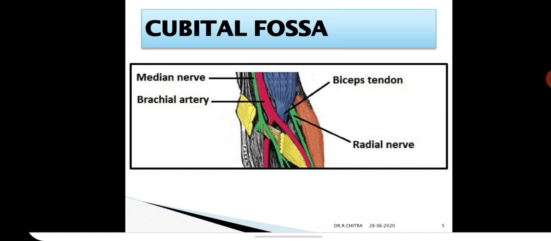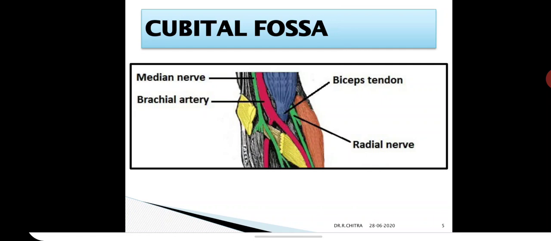How does the radial artery leave the fossa? By passing through the apex of the cubital fossa. How does the ulnar artery leave the fossa? Ulnar artery leaves the fossa by passing deep to the deep head of pronator teres. Then which muscle separates the median nerve and the ulnar artery? Deep head of the pronator teres.